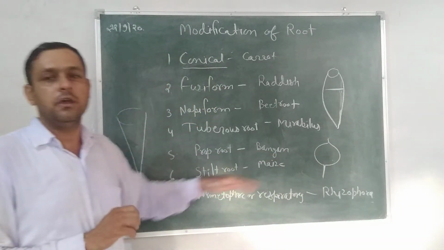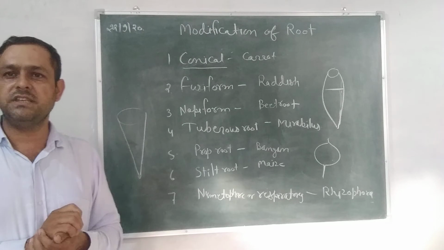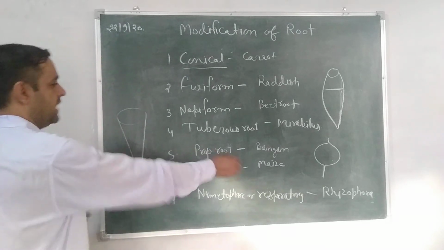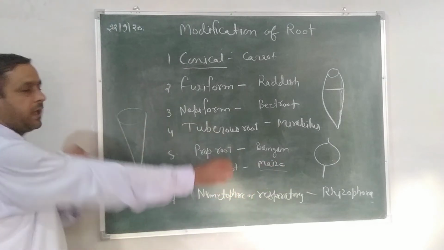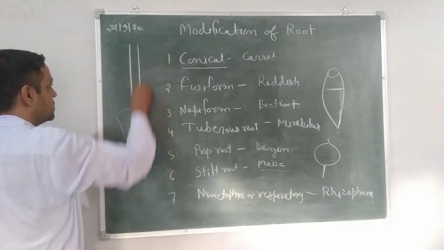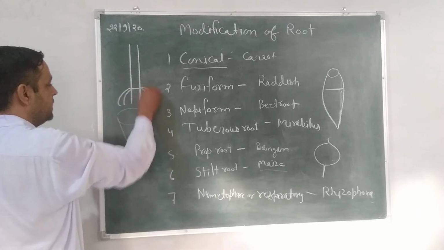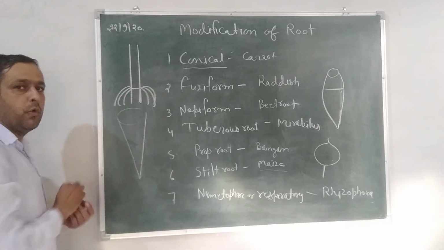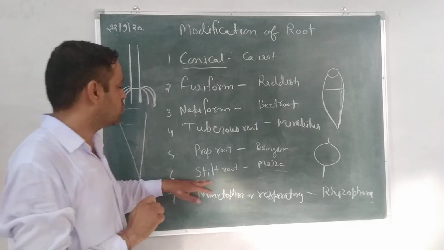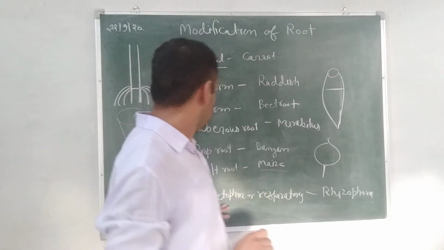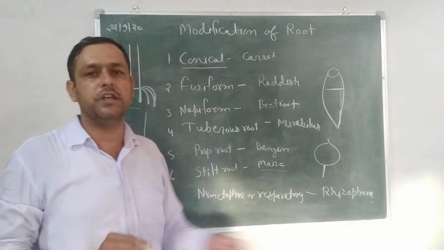Next, stilt root. In herbaceous plants used in agriculture, just like, I write example, maize, the first node sends out some roots like this to give extra support to the plant. That is called stilt root. Example, maize. Next, pneumatophore or respiratory roots.